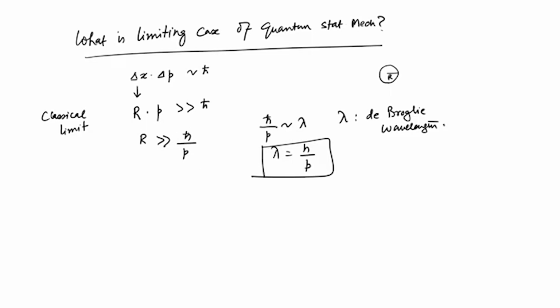If we ignore this h cross and h, which differ simply by a factor of 2 pi, then r is much greater than the wavelength associated with the wave. So, the size of the particle has to be very large as compared to the wavelength that could be associated with the particle. So, this is the classical limit.